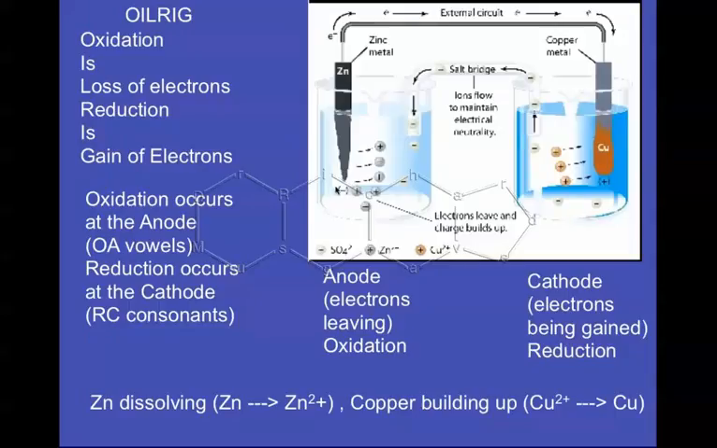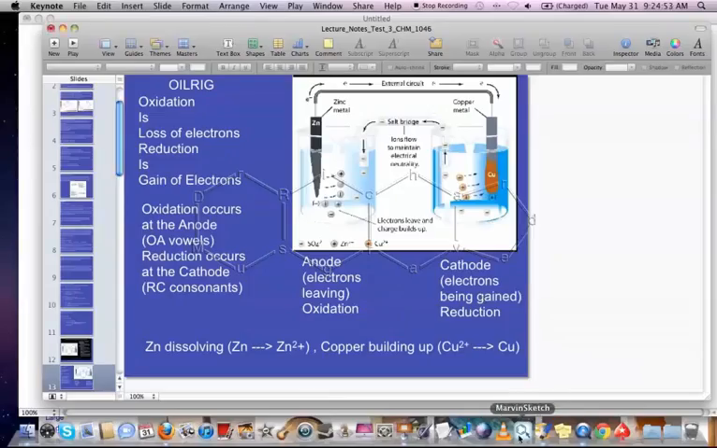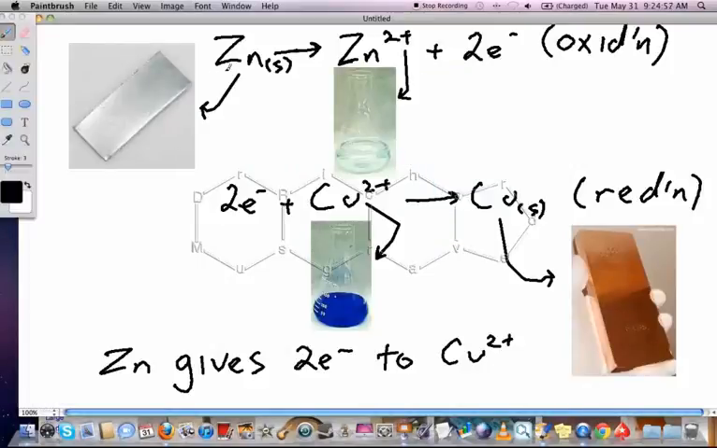Alright, let's look at some of the other processes that are occurring. Oxidation is loss of electrons, reduction is gain of electrons. We can remember this by the mnemonic OIL RIG. So let's look at what's going on with the actual reaction. We can see the zinc is giving away the electrons. We know this because the electrons are on the product side, and this is definitely oxidation going on here.